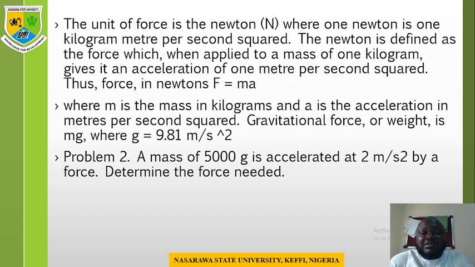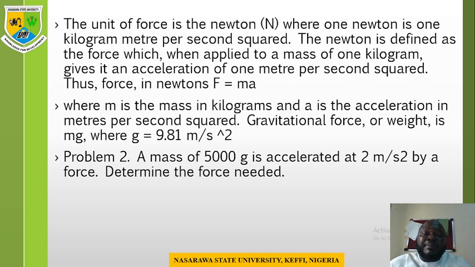If you look at it, 5,000 grams, and you know that the unit of mass is not the gram, it is the kilogram. For you to obtain the value of mass in kilograms, you need to convert 5,000 grams to kilograms. In doing that, you divide 5,000 by 1,000. That gives you 5 kilograms. It means your mass is 5 kilograms and your acceleration is 2 meter per second square.